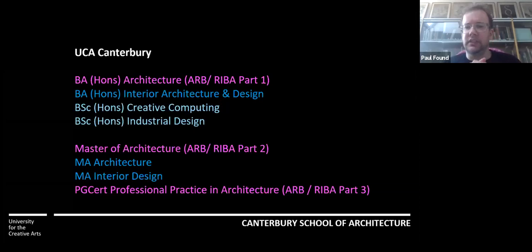The design course consists of BA Honours Interior Architecture and Design, which is mainly what I'll talk about today. But there are also two master's degree courses. There is an MA in Architecture, which is not accredited, and I will explain a little bit more about this later, and an MA in Interior Design. Alongside those, and more my area, there are also BScs in Creative Computing and Industrial Design, which I mention even though they're not really the focus of today's webinar. We do have these two slightly smaller but growing courses attached to the design pathway.